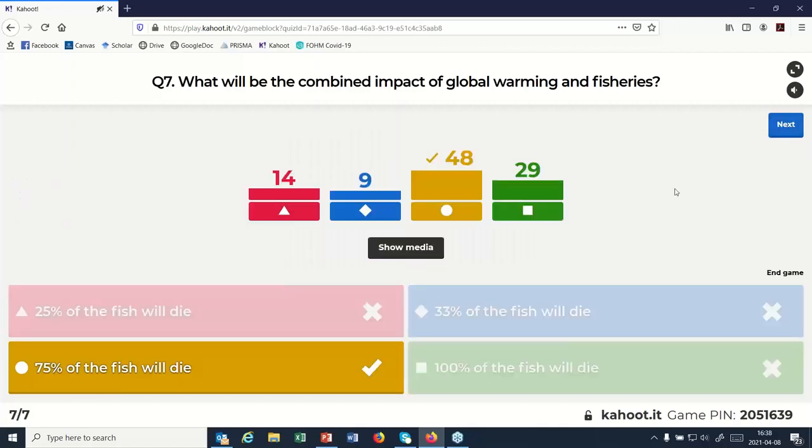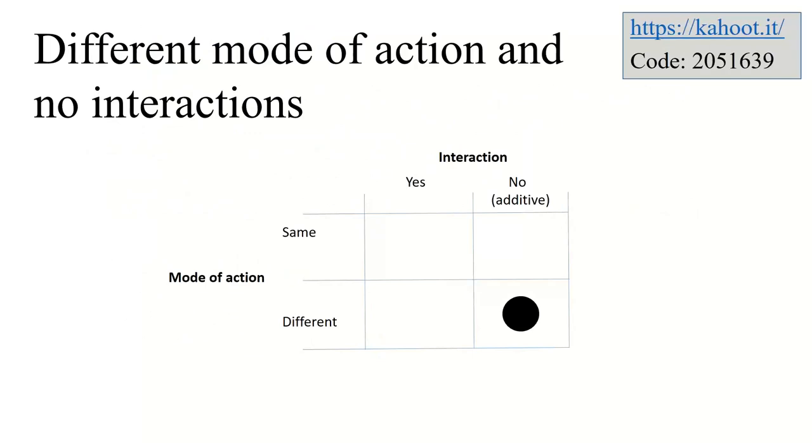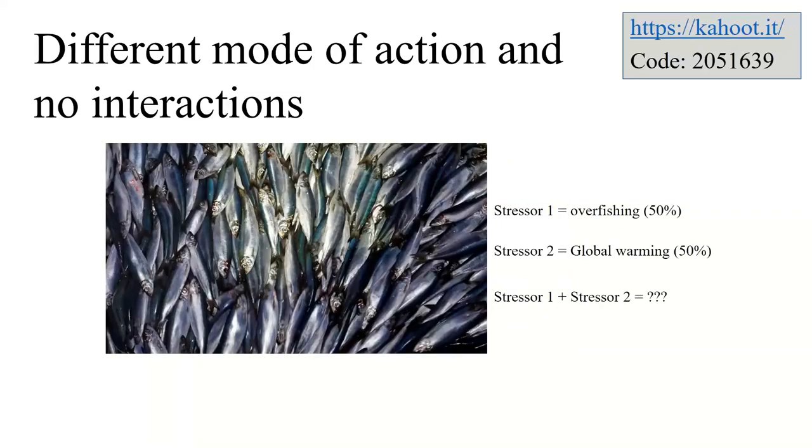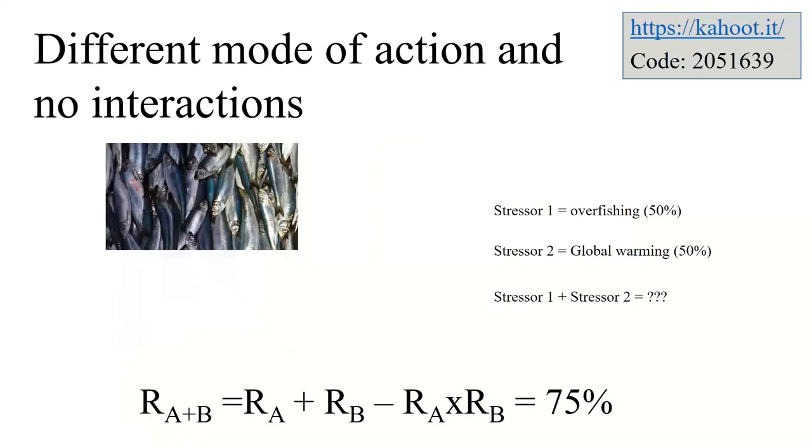Okay. So most of the people answer 75%, and we have a little bit of distribution for the other ones. So what's the answer? Basically you're in a case where you have two stressors with completely different modes of action and they have no interaction whatsoever. So in that case, it's the simplest way of calculating the combined effect because they are really not interacting at all. You have stressor one that will remove 50% of the fish, which is overfishing. And then you're going to have the second driver that's going to remove 50% of the remaining fish.